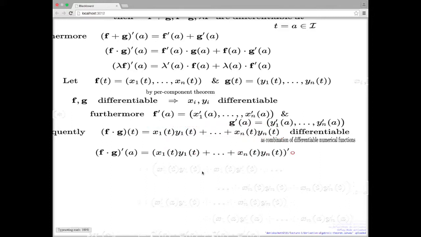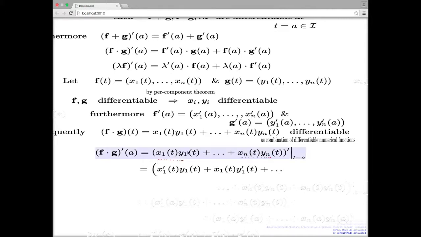So when I differentiate this, we differentiate at the point A. See, you put this vertical bar and you indicate the point at which you differentiate. This is the point where we reference the material from the first year, because these are numerical functions. We can use the properties of differentiation from the first year. First, we can drag this dash to every summand in this sum. And then, because it's a product of numerical functions, we can use the formula for the differentiation of the product, which is the derivative of the first factor times the second factor, plus the first factor times the derivative of the second factor. And that's exactly what's happening here.